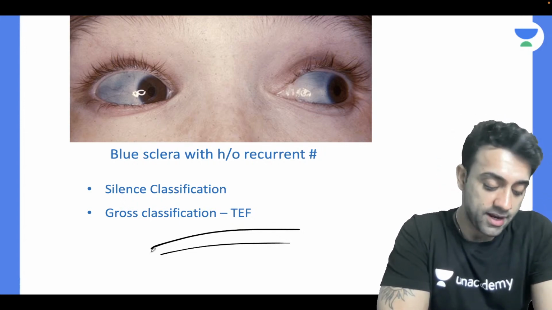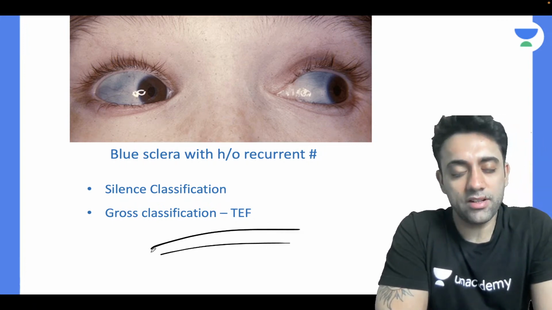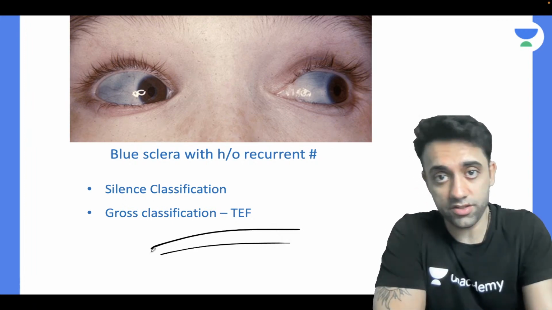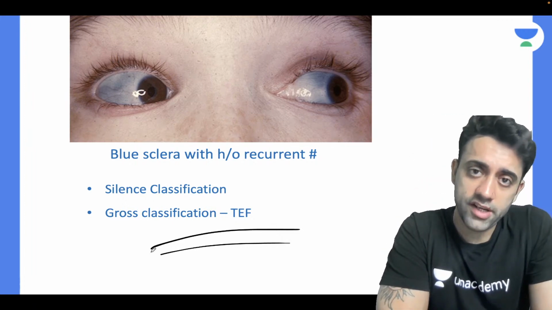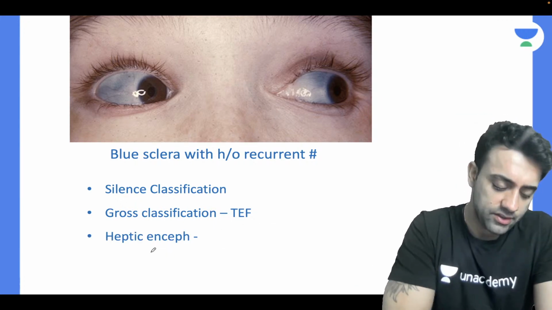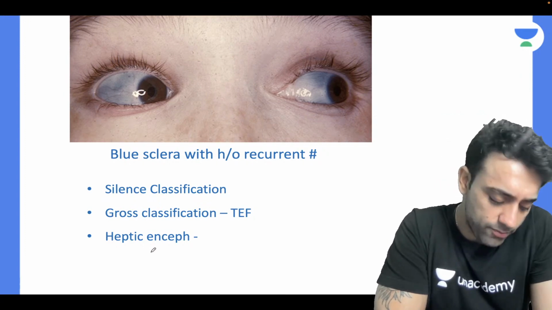After I write it, everyone gets the answer, I also get it. Okay, so the name of the classification for osteogenesis imperfecta is silence classification. The name of the classification for tracheoesophageal fistula is gross classification. What about the name of the classification for hepatic encephalopathy?